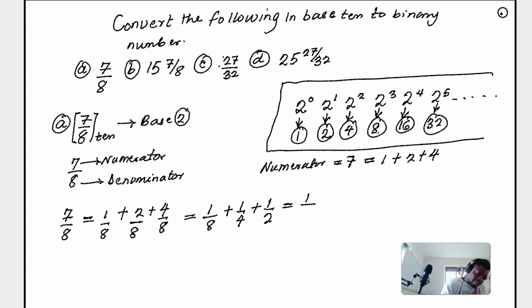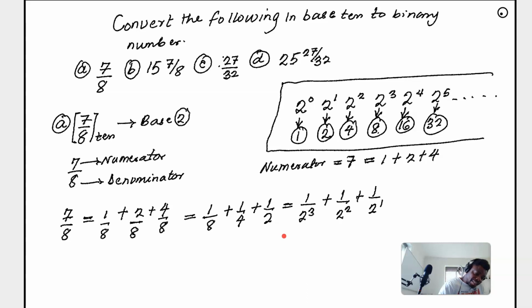Now, 1 over 8. What is 8 here? 8 is 2 raised to 3, which is that, plus 1 over 4. What is 4? 2 raised to 2. That is that. Then 1 over 2. What is 2? 2 raised to 1. That is that. So that is why I said this is very, very compulsory for you to understand how to make that.